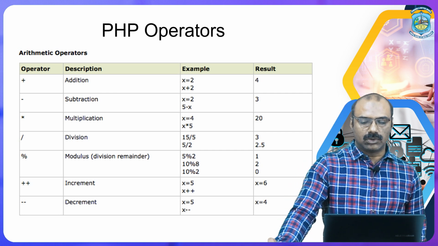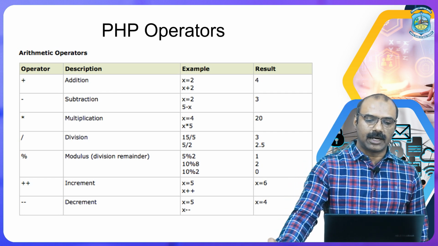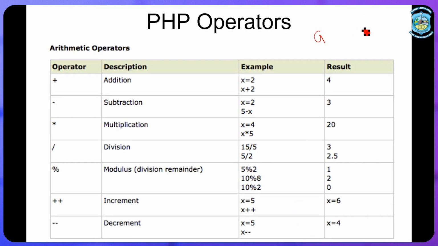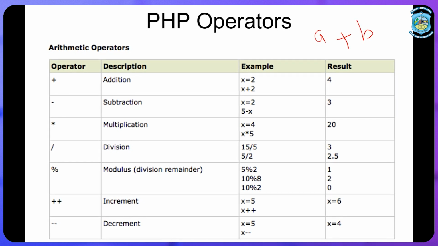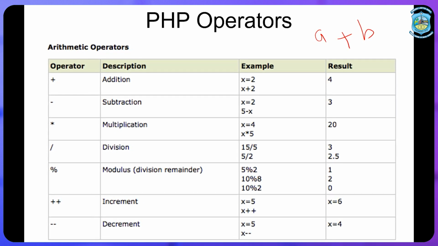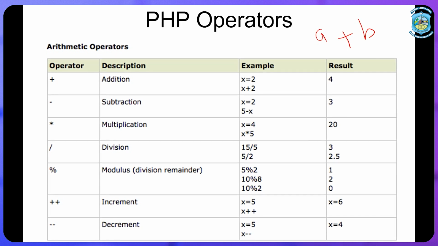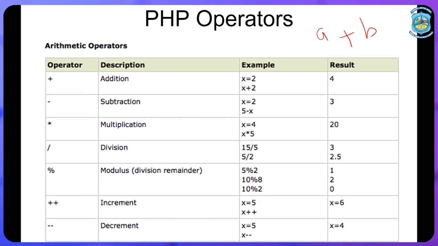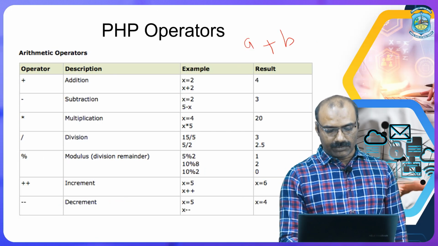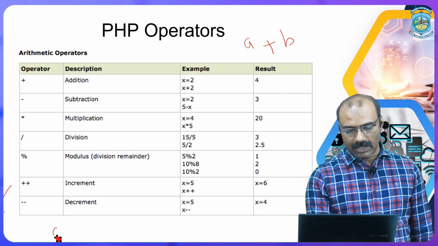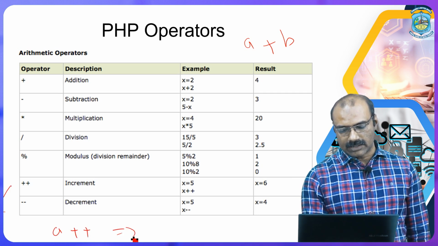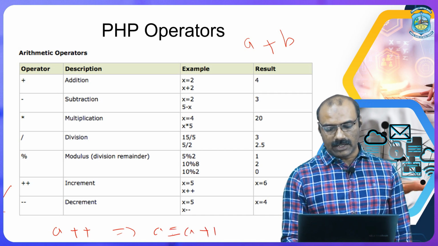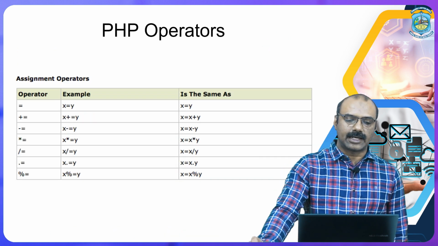Now this screen shows what operators we can use under arithmetic operations. These are binary operations because there are two operands and we use an operator in between. So, two operands and an operator. For addition we can write A plus B or X plus 2, whatever you want to write. Then subtraction, multiplication, division, modulus, increment and decrement. Increment: if you write A plus plus, it is the same as A equals A plus 1, we are adding one to A. Similarly the decrement operator.